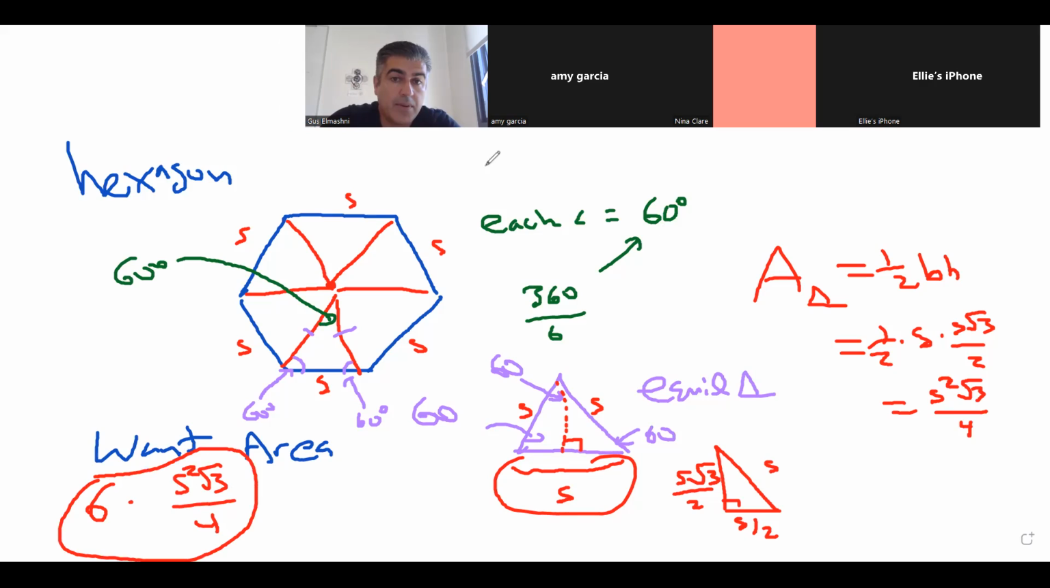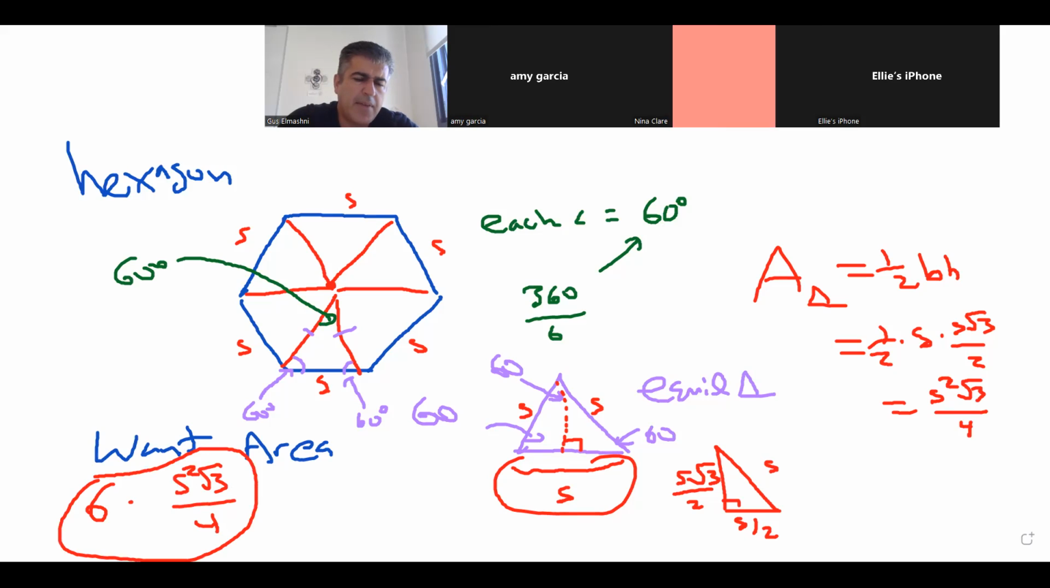Now that's a lot of work to do. Because what if I gave you an octagon, or a decagon, or a pentagon, or a nonagon, or heptagon, all these different types? I don't think you want to keep going through this process. And in fact, you probably have to use some advanced trig to get the height of these triangles, right? I mean, fortunately, this is 30, 60, 90. I know those ratios, so I was able to use that. So this is a little bit advanced, right? But there is a formula we can use.